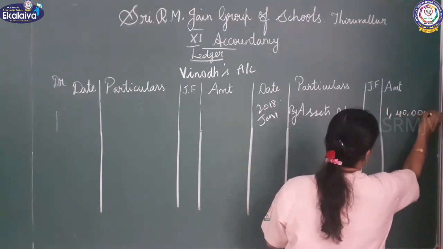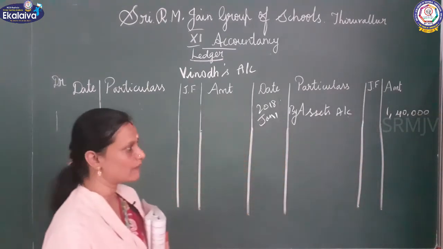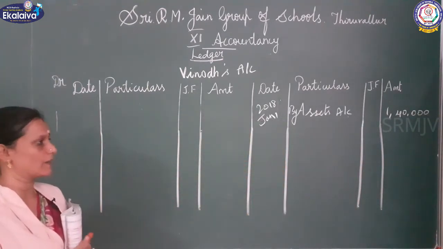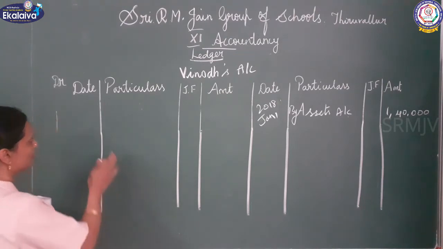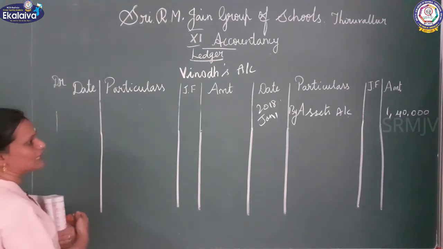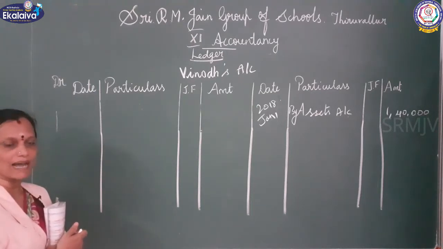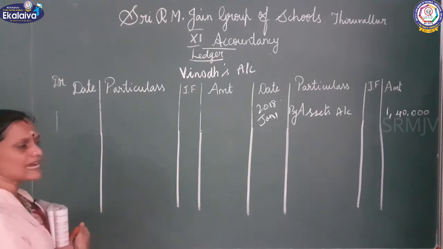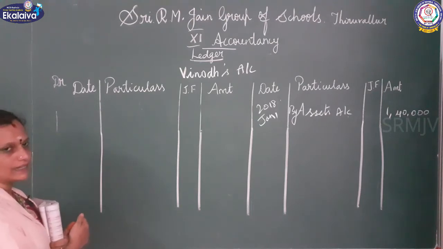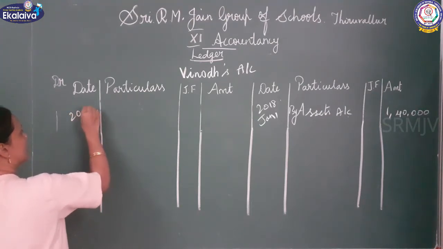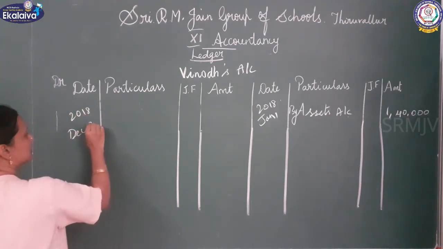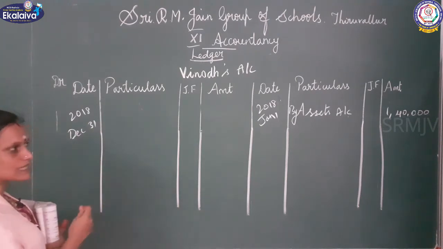1,40,000, isn't it? So 1,40,000 he gave, no? We have to balance this ledger. How we should balance, I will tell you. See, in debit side only we have to balance. At the end of the year or end of the month only they will balance the amount. See, January 1st is the opening year, isn't it? So 2018 December 31 I am going to close this account.